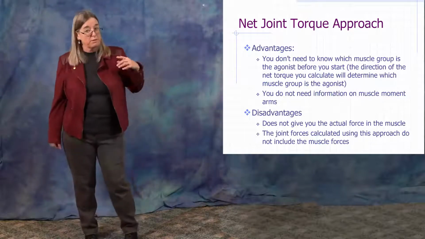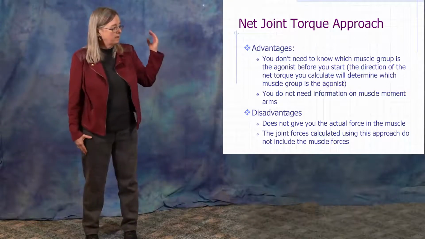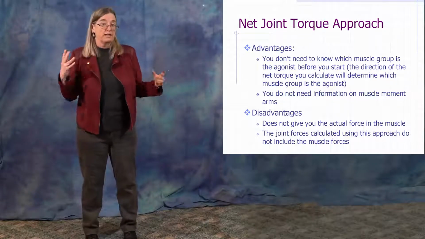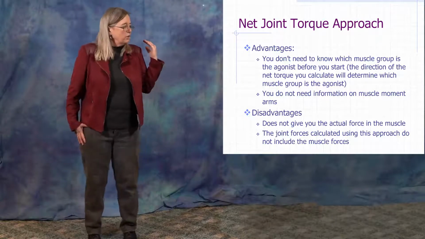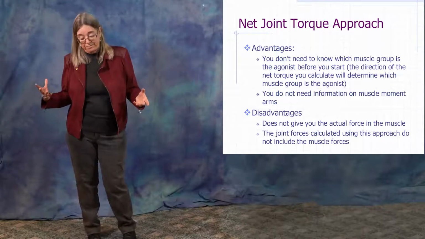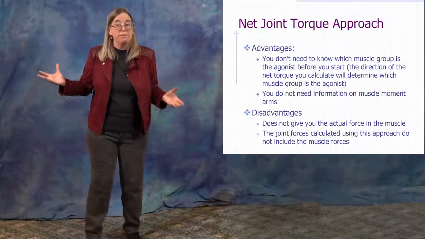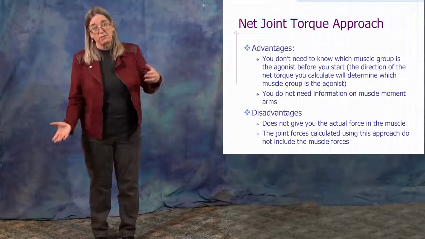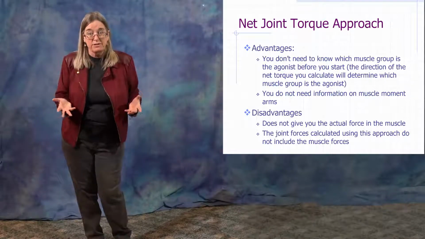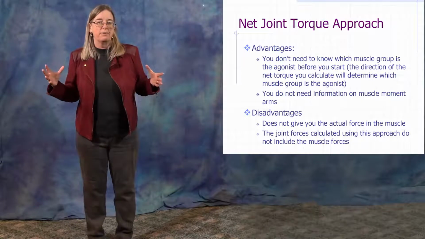So why would we use this approach? Well, the big advantage is that you don't need to know which muscle group ahead of time is actually active. It's going to tell you which is the agonist muscle. You also don't need to know information on a very specific muscle. So let's say I'm doing some activity and I just don't happen to know which muscle group is the agonist, whether it's the flexors or the extensors or the abductors or adductors. I don't have to know that ahead of time. It will come out as to which one is the agonist muscle.